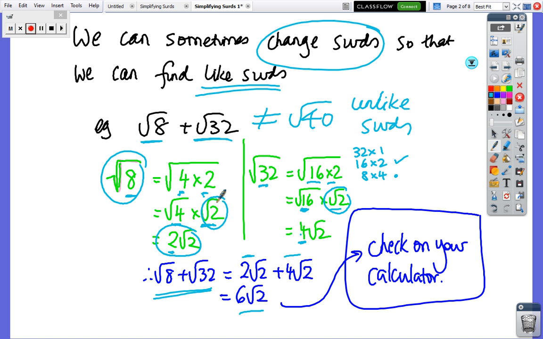So if you want to check on your calculator, as a decimal, square root of 8 plus square root of 32 equals a decimal. 6 times square root of 2 equals a decimal, and they'll be the same. But please write that down, and when you're ready, come to the next slide.